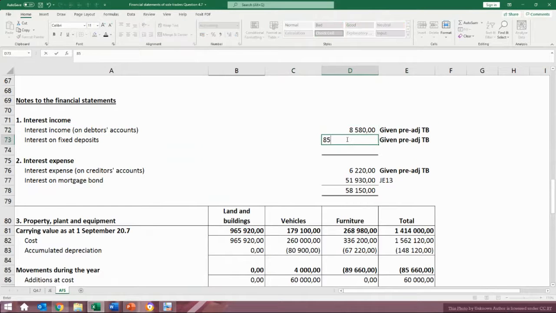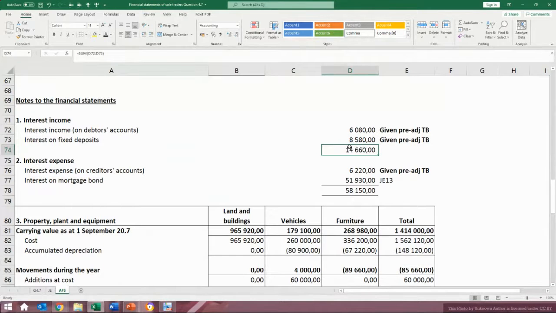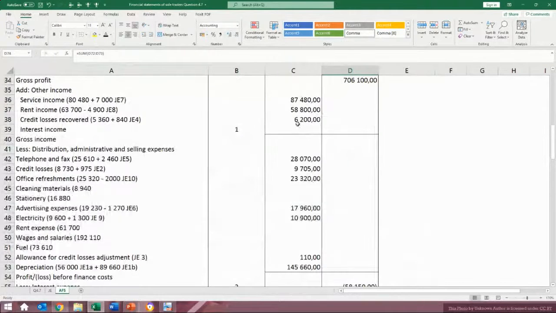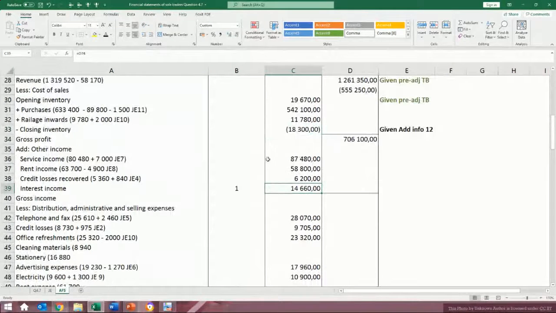Okay, so this should be 8,880, and this should be 6,080. Okay, so then the interest income on your debtors account, if you read it off the trial balance, is 6,080 Rand. It hasn't changed. So if I add that all together, my interest income should be 14,660.